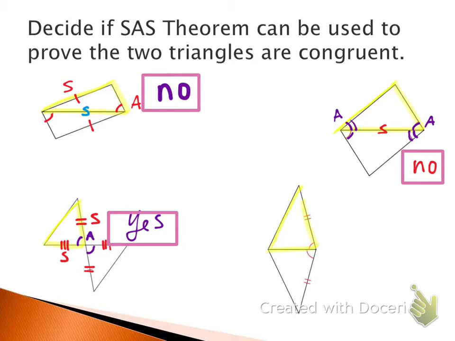I'm going to compare the top triangle to the triangle on the bottom. So what do we have marked congruent? We got a side congruent to a side, and then we have an angle congruent to an angle, and then do we have anything understood? The side they share. So we have two sides, and is the angle in between them? Yes, it is in between them. So this is side angle side, yes.